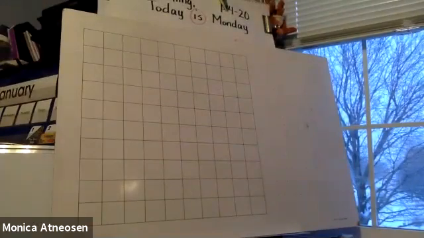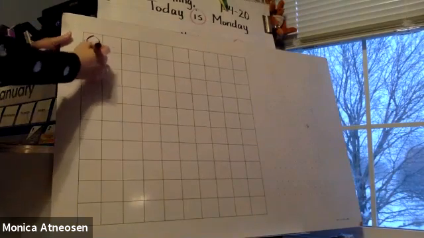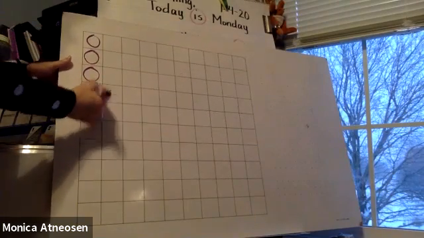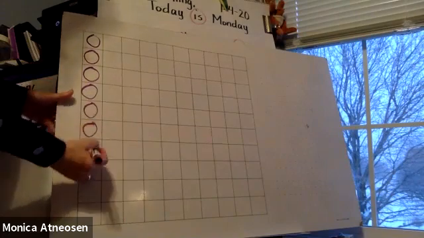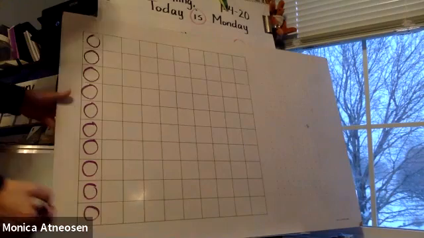And on my big giant grid board today, I'm going to show you how I make those circles and then change them up a little bit. So I started out by making 10 of them. 1, 2, 3, 4, 5, 6, 7, 8, 9, 10.